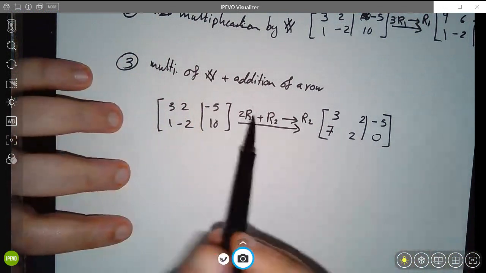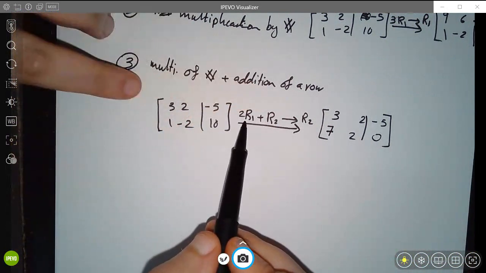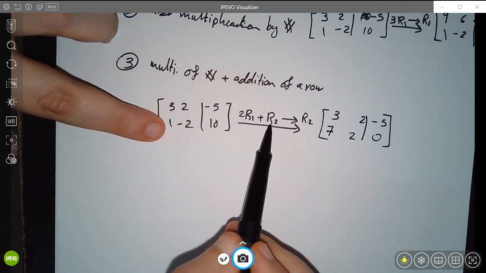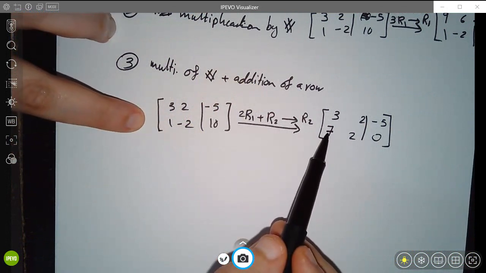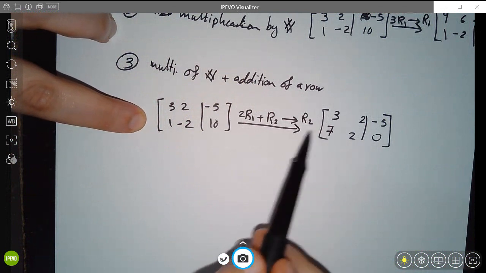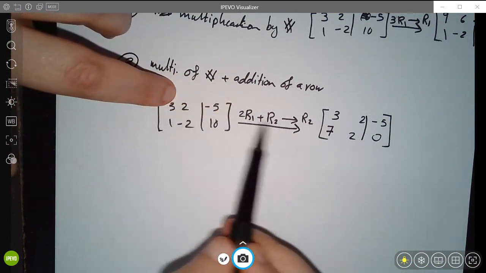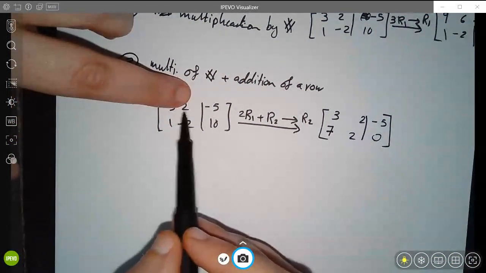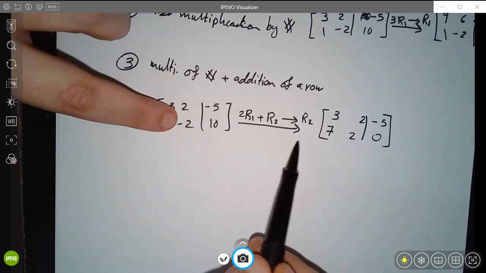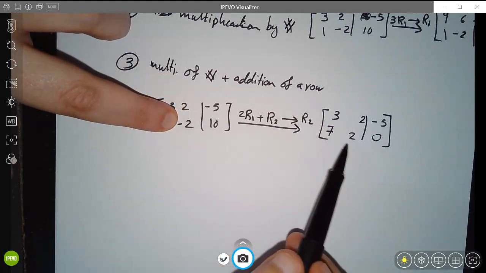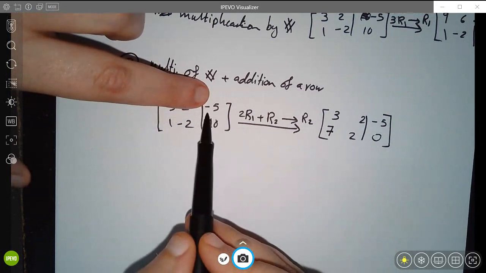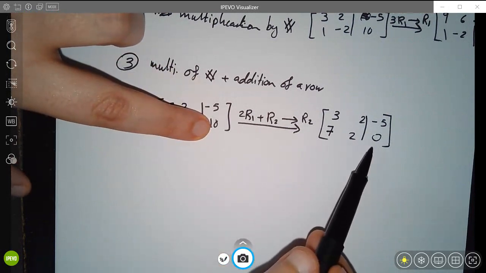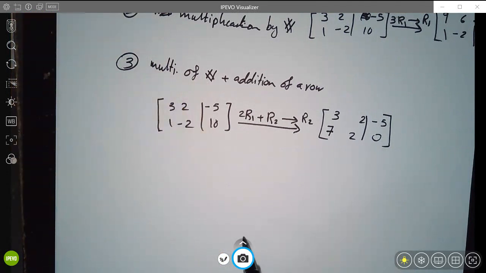So how did that happen? You start off with the row that's multiplied, grab the value, multiply by the number, and then add the other value to it, and that will be the number you insert here. 3 times 2 plus 1, 7. 2 times 2, 4, plus -2, 2. -5 times 2, -10, plus 10 is 0. All right.